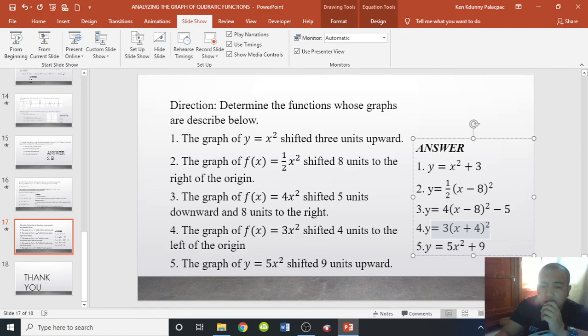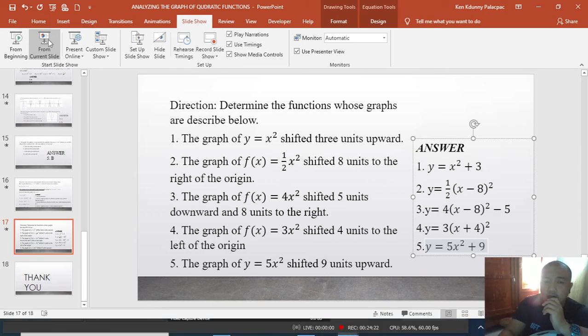Okay, how about here? The graph of y equals 5x squared shifted 9 units upward. Ayun, y equals 5x squared plus 9. Okay, did you get the same answer?